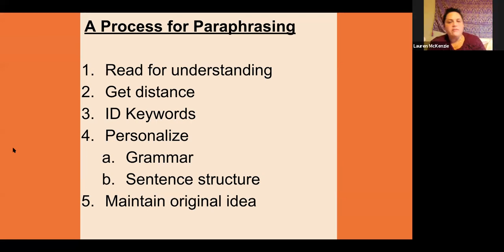So read for understanding. That means you've identified this is a really important passage. I want to include this. And then it's getting distance, putting it away and writing in your own words what you understand that to be. Going back and forth, then maybe looking at the original. Okay, I do have a good understanding of this. I have not changed the author's original ideas. Really important. Circling, highlighting, keywords.